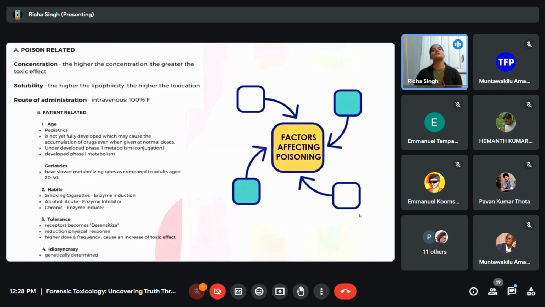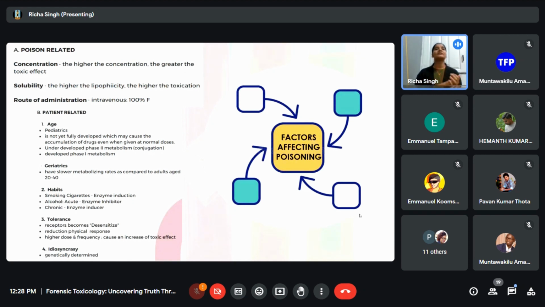Moving further, what are the factors which actually affect poisoning? So we have two factors here. One, the poison related, and the other one, patient related. First, we'll see what are the poison related factors which affect poisoning. So what is the concentration, or let's say what is the dose? Now, the higher the concentration, the greater the toxic or adverse effect. If a person is given a very small dose of a poison but for a longer run, then it leads to chronic poisoning of that person. But if the very same poison is given to the person in a higher dose or in a higher concentration, it leads to the acute effect or acute poisoning of that person.